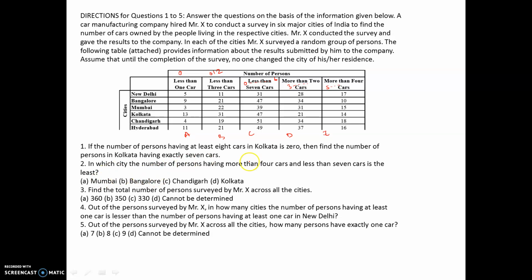Because I have to find more than 4 cars, so it is 5, and less than 7, which is 6, right? So 5 and 6 are the only 2 numbers that we require, which we can get from column C. From column C, which says 0, 1, 2, 3, 4, 5 and 6, I have to take out this 5, 6, so I have to subtract 0, 1, 2, which is B. So I'll say from column C I need to subtract B, right? And I also have to subtract 3 and 4.